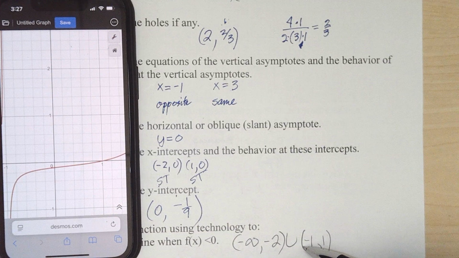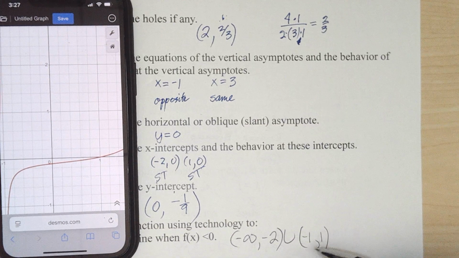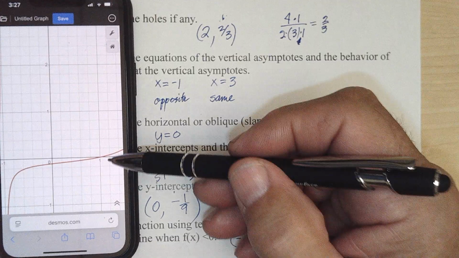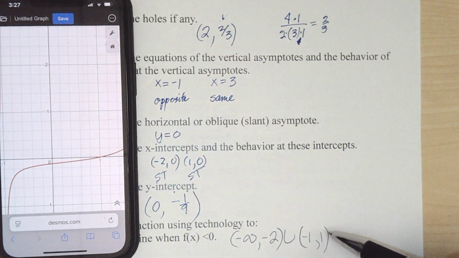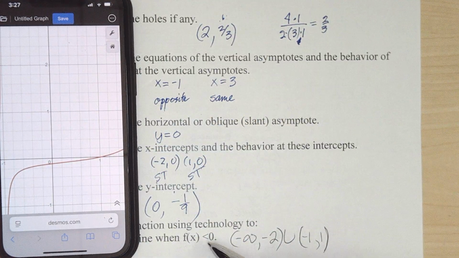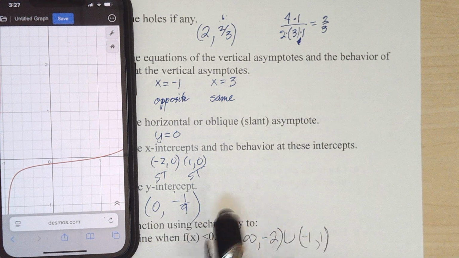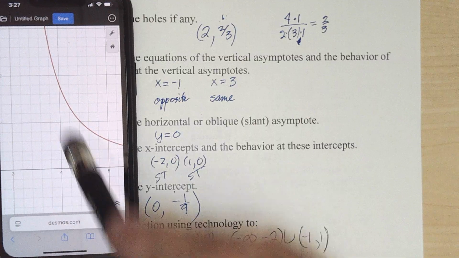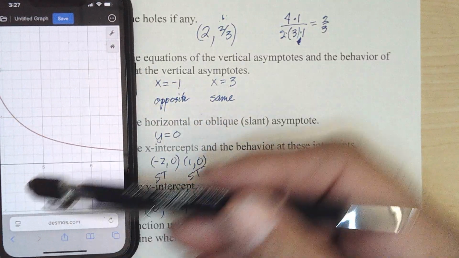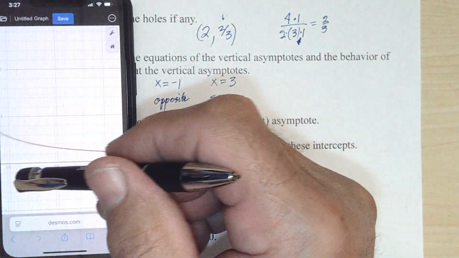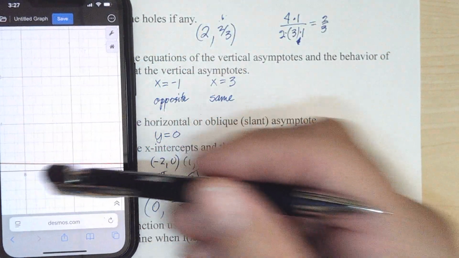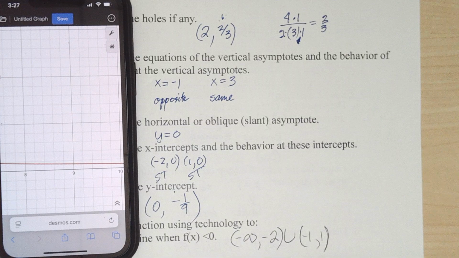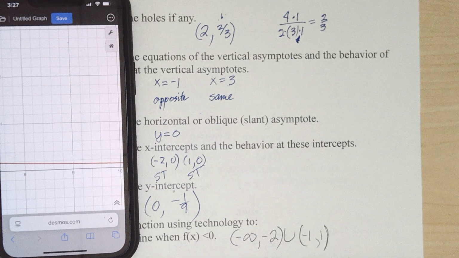It doesn't exist at negative 1, so a parenthesis on it. And it's equal to 0 at 1, so we don't want to include it because it's not less than 0. And then after that, it's positive, and it stays positive forever. So there's when the function's less than 0.